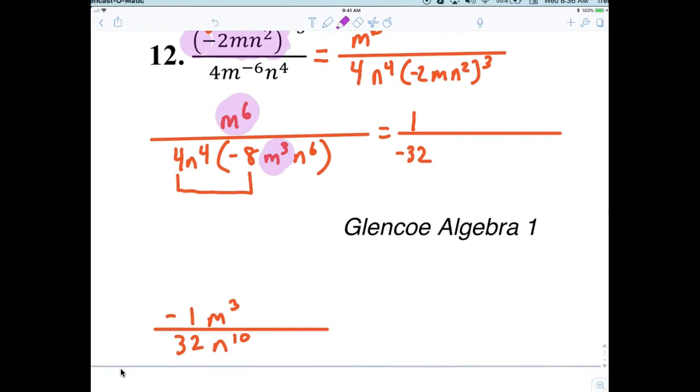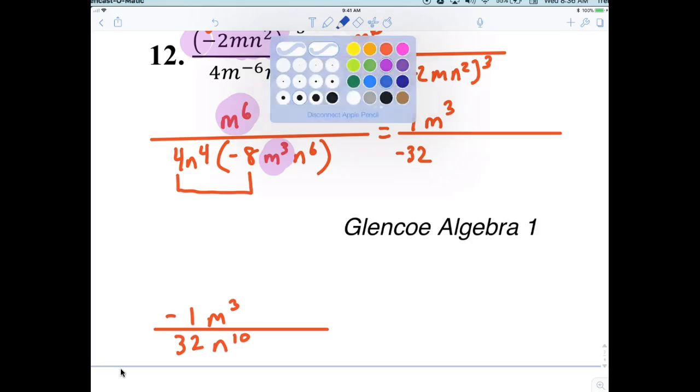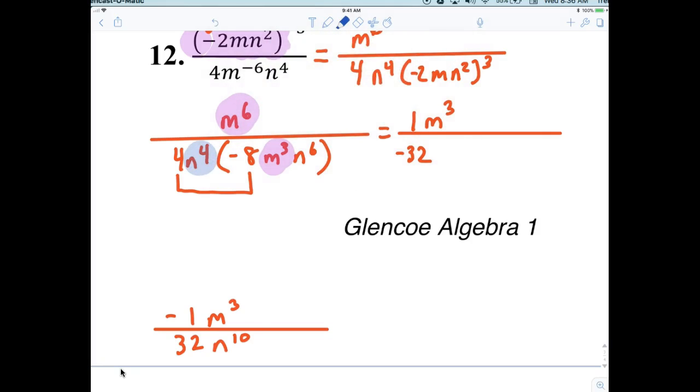Okay, so now I have how many m's on the bottom? How many on the top? So that leaves me 3 on the top. And now I have n to the 4th, n to the 6th, which leaves me n to the 10th, because they're both in the denominator. There's a total of 10 n's in the denominator.